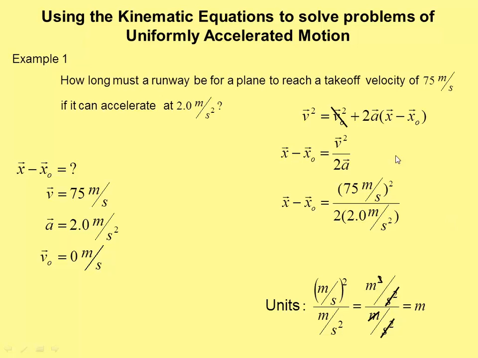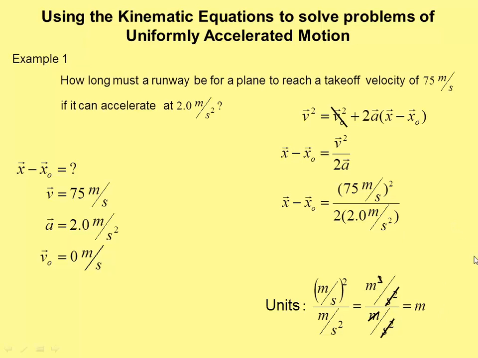And if we had multiplied by 2a instead of dividing by 2a, our units wouldn't have checked out. We wouldn't have gotten meters, and that should have told us that we had done something wrong. So, if you have the extra time, you can work through the units and see whether the units match what you're actually trying to find.